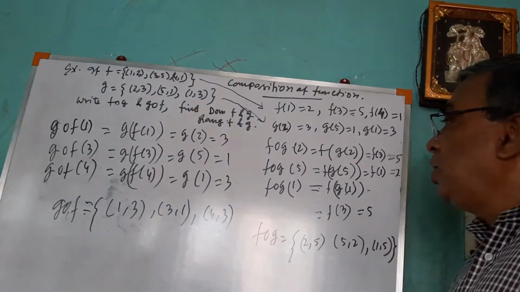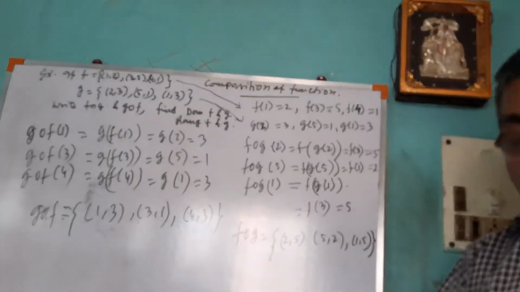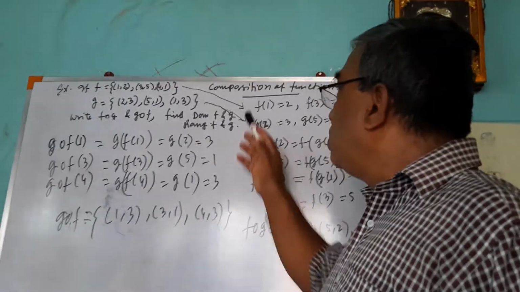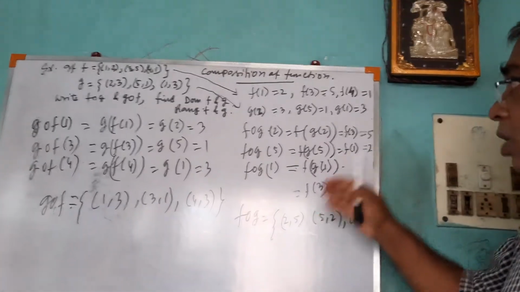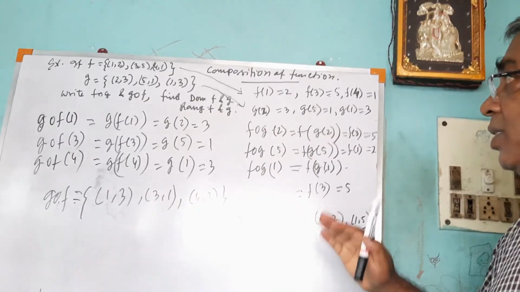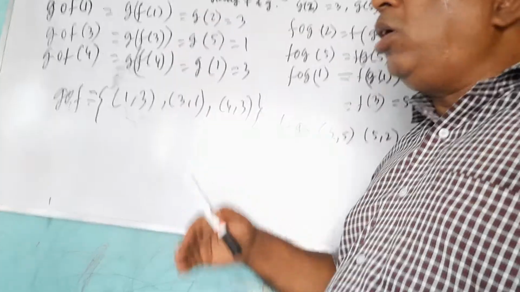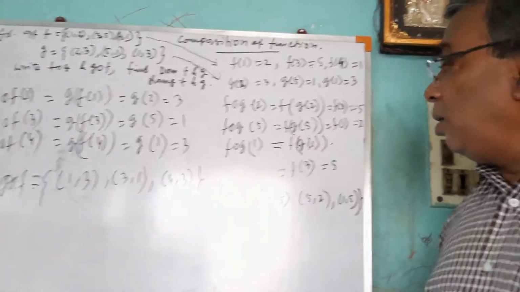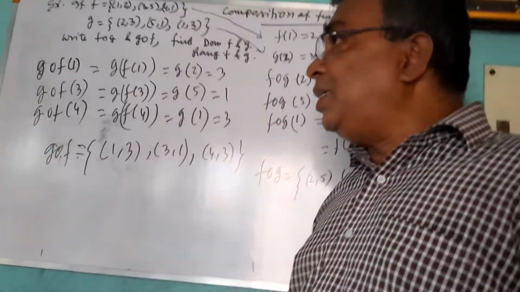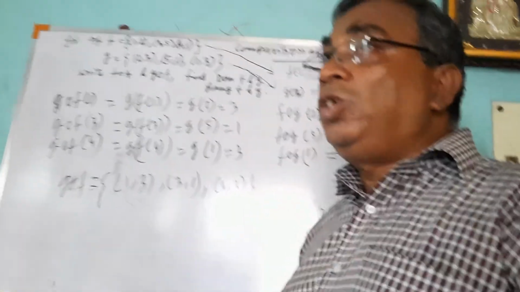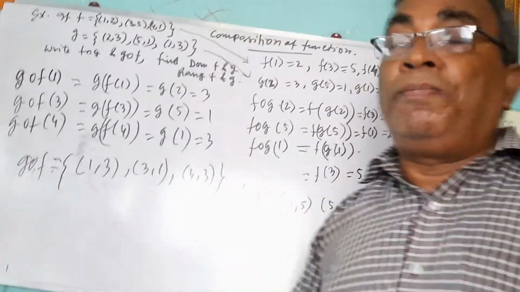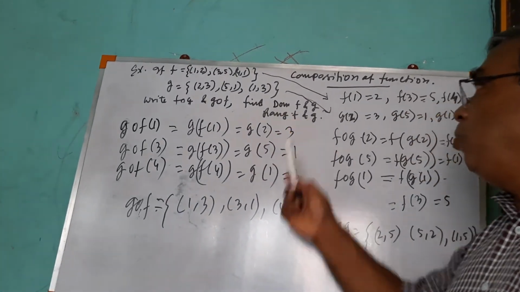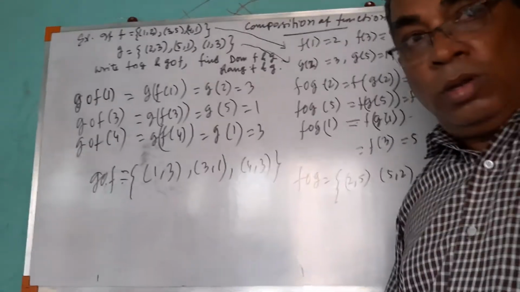So this is how FOG and GOF we can find by using composition. Using the composition property, first I have to check whether FOG exists or not, whether GOF exists or not. If FOG does not exist, then we cannot find FOG. If GOF does not exist, then we cannot find GOF. Okay, this is how we have to find FOG and GOF, and domain F, domain G, range F, range G. Thank you.